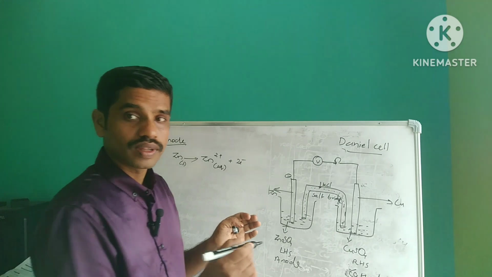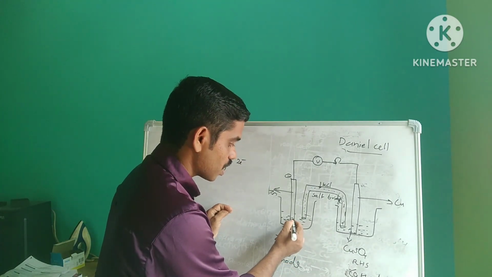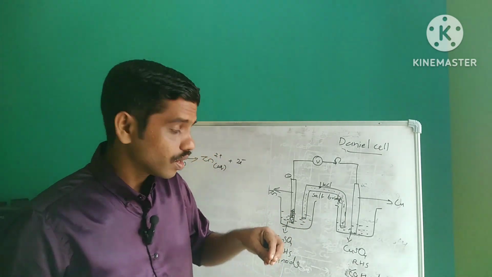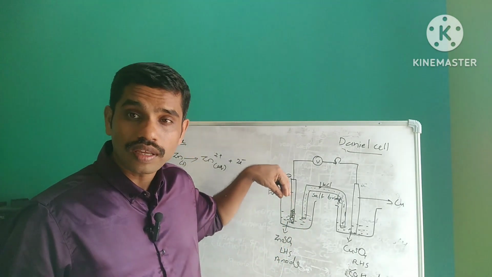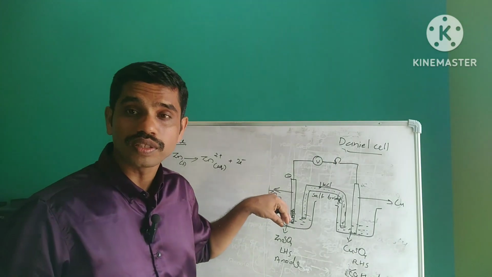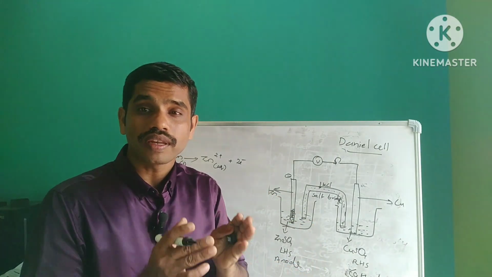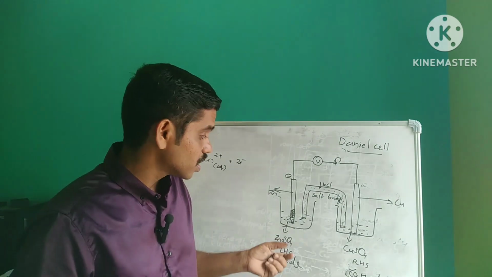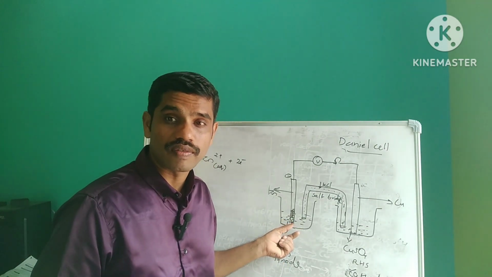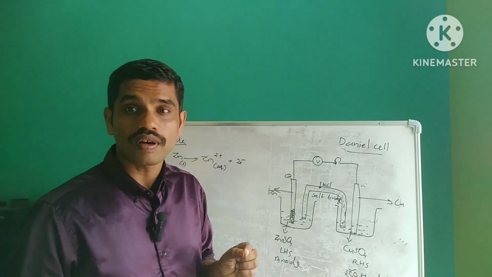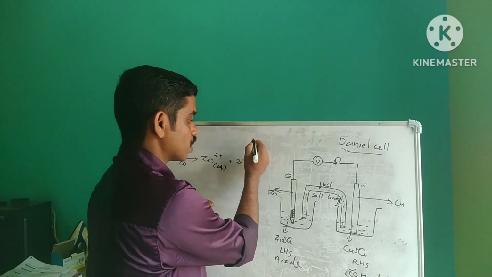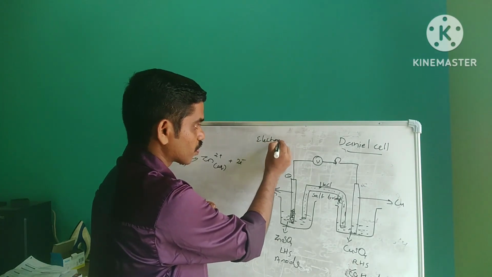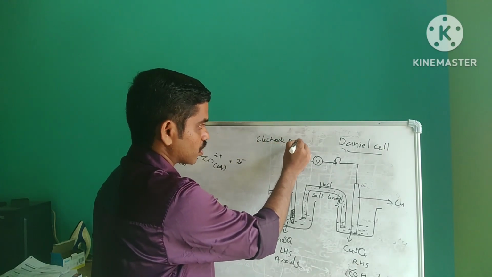So what is happening? The zinc rod contains zinc atoms. Any electrode which is dipped in its own solution will have a tendency to form ions. As a result, a potential will develop. That potential is called the electrode potential.